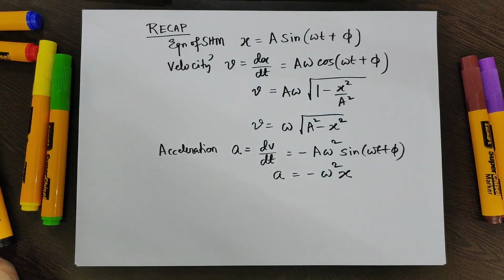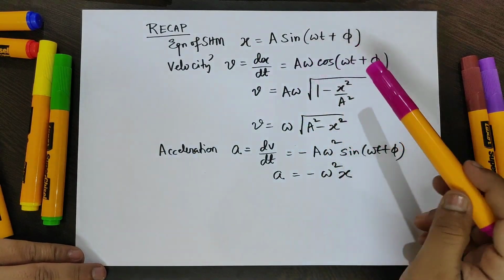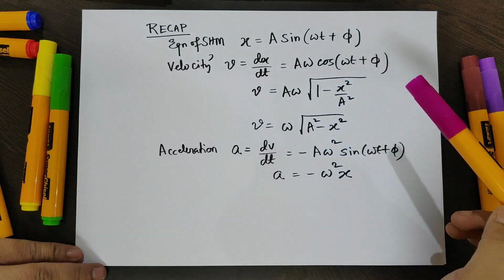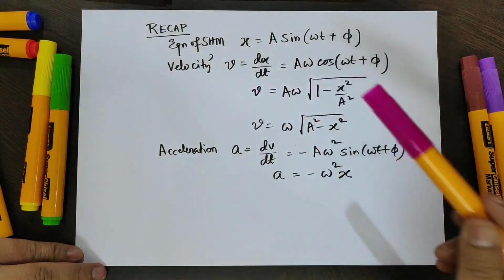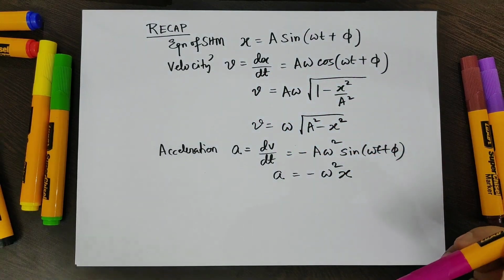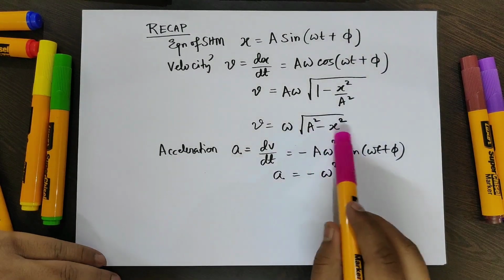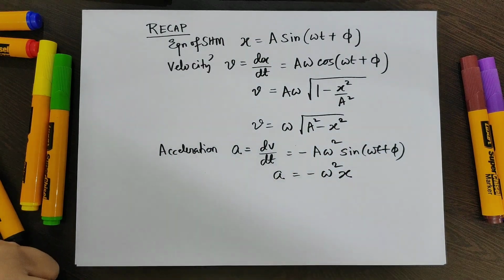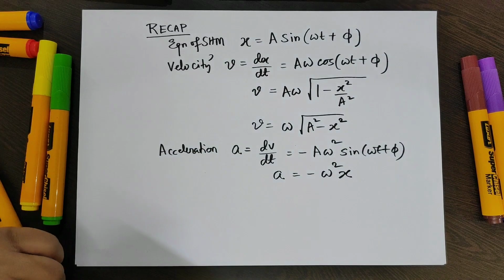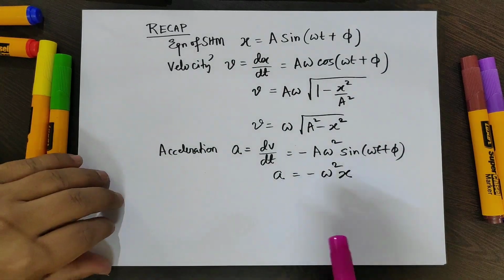Okay, let's have a brief recap on whatever we have done on SHM. The equation of simple harmonic motion, obviously mean position x equal to 0, x equal to a sin(omega t plus phi). Velocity, differentiate x with respect to t: a omega cos(omega t plus phi). If you simplify it, you get omega root over a square minus x square, and acceleration is dv/dt, minus omega square x. Just go through this derivation and try it on your own.